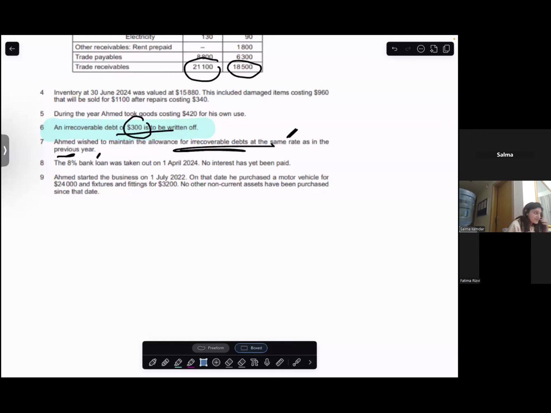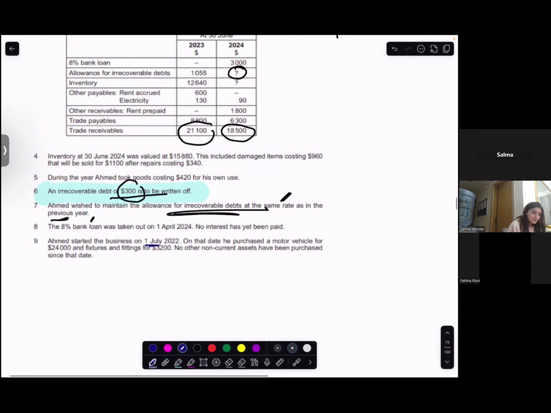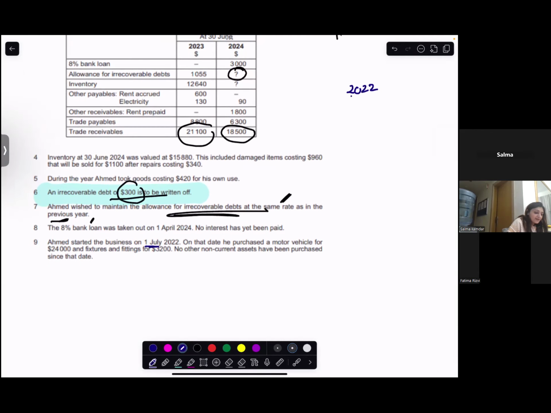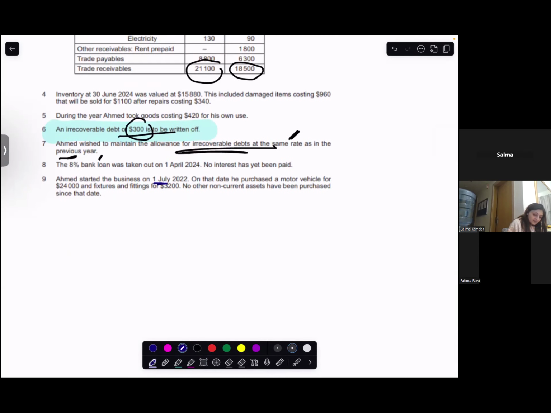Last adjustment that is left: Ahmed started the business on 1st July 2022. So he started it in 2022, and we are in the year 2024. I hope you're with me. He purchased a motor vehicle for 24,000, fixtures for 3,200, and no other assets have been purchased on that date. So what do I do?